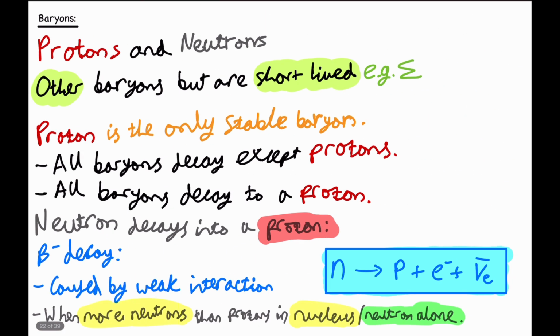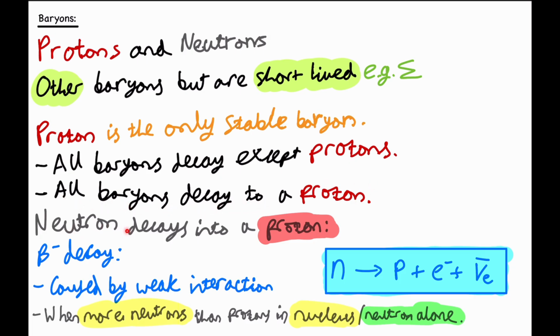So now let's move on to baryons. So baryons are protons and neutrons, and other baryons exist, but they are very short-lived. For example, you might see, even in the exam, they might ask you about this baryon, but you would have to problem solve to find out what its quark structure and other things about it are. And a proton is the only stable baryon out of all of them. Not even the neutron is a stable baryon. And all baryons decay except the protons, and all baryons decay to a proton.